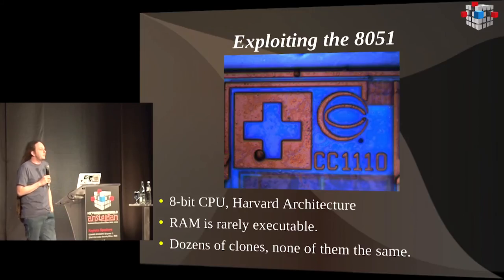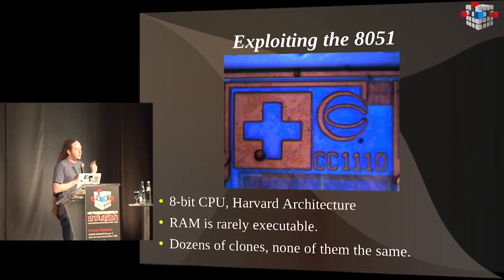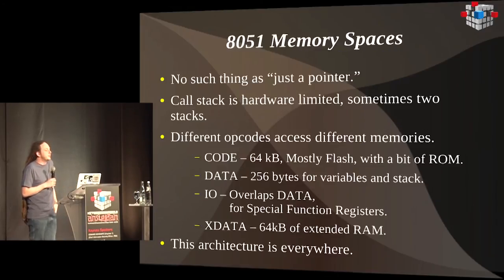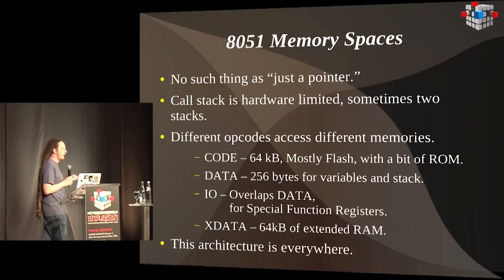When you're exploiting the 8051, it's an 8-bit CPU and it's Harvard architecture. So on most variants, RAM is not executable. There are dozens of clones, though, and each of the clones has its own special features, and it's these features that you have to look at when writing your exploit. For example, because it has separate memory spaces, the big ones are code, data, I/O, and X-data. Data is the 256 bytes of RAM that, when this was sold as a single chip in a physical package, would have been the ones inside of the package.